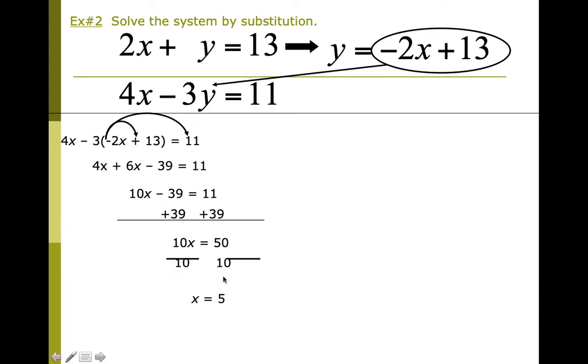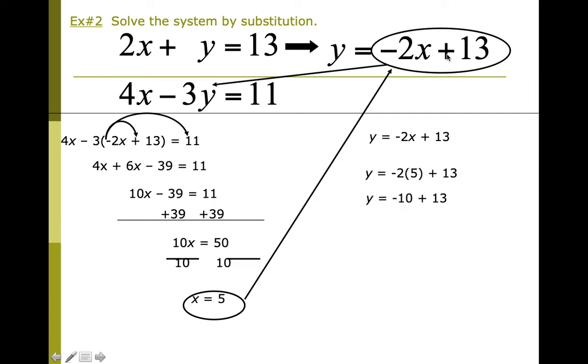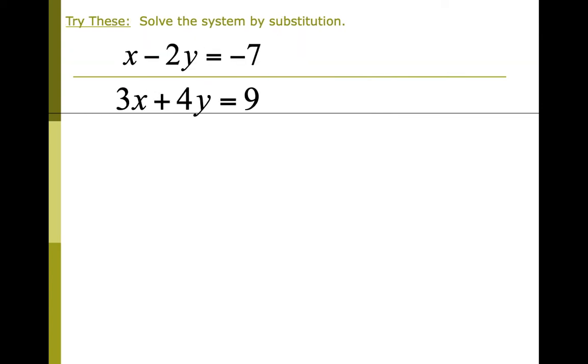Now that x is equal to 5, we plug it back into the other formula, whichever one. So 5 times negative 2 is negative 10, and negative 10 plus 13 will be positive 3. So my xy coordinate is 5, 3. Just like that. So we'll do one more here.